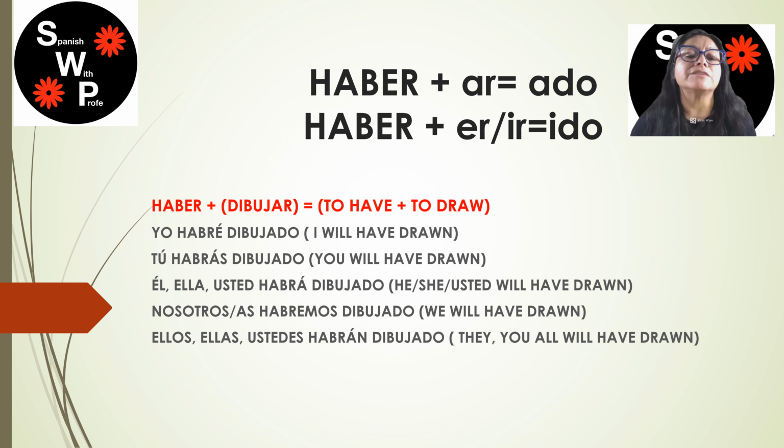So in Spanish, if you notice, our compound or perfect tense is made with two verbs, while in English we have three. The helping verb will have plus the given verb in the past participle.